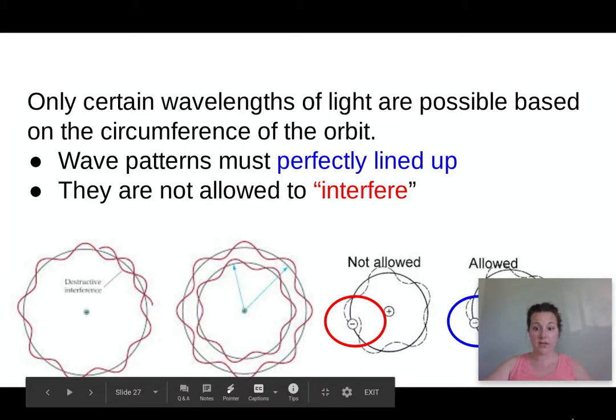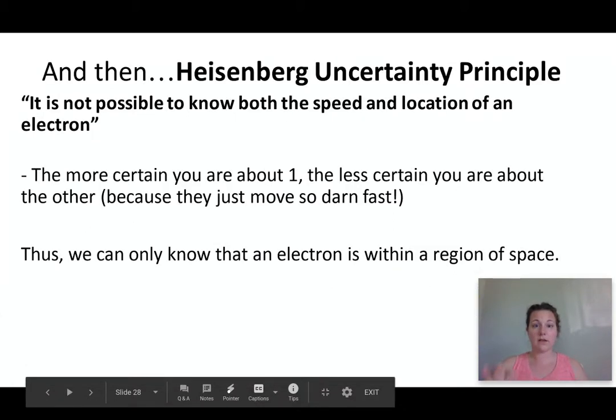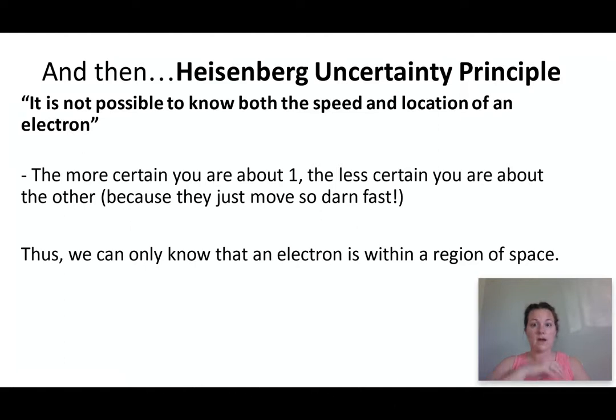So after Schrodinger comes Heisenberg. Heisenberg has this uncertainty principle, and what he says is, wait a minute, it's not possible to know both the speed and location of an electron. He said they're moving around way too fast. The more you know about the location of the electron, the less you know about how fast it's traveling.